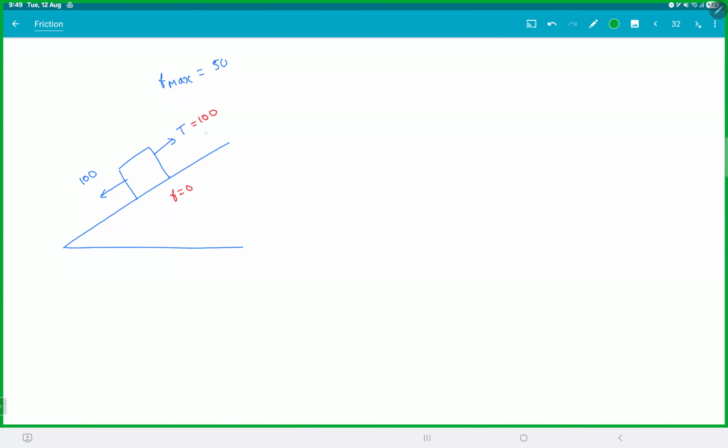What if T is 110? Then friction will act backward and F will be 10 newtons. What if T is 130 newtons? Then friction will be 30 newtons. What if T is 150 newtons? Then friction will be maximum 50 newtons. Are you getting what is happening? Depending on how much weight you are keeping, the friction is also adjusting its value continuously. This is what we did in the beginning. Friction can change direction, can change its magnitude. Are you clear with this?